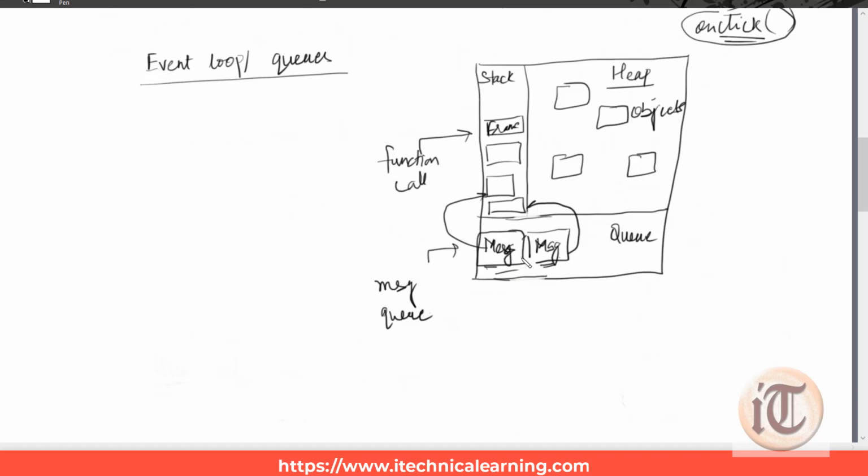To do so, suppose the JavaScript engine wants to process this message. It will remove this message from the queue, and its corresponding function will be called, and its parameters will be taken from the heap. In this way, the JavaScript engine queue can contain multiple messages that are associated with multiple functions. But the question comes, why is it called the event loop?